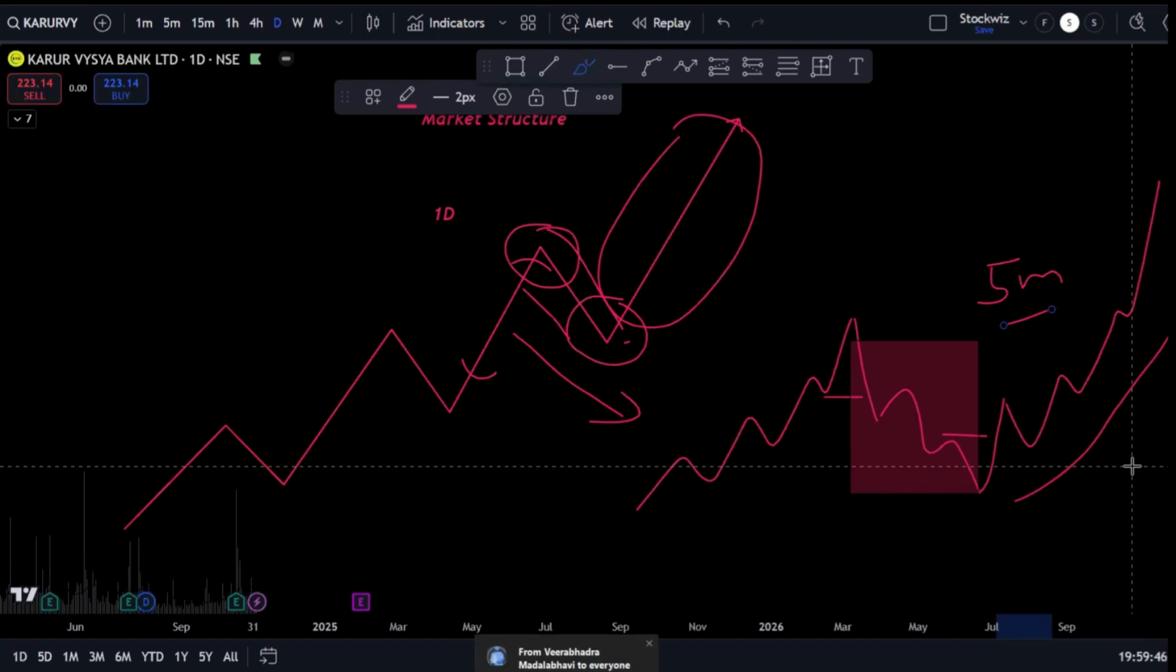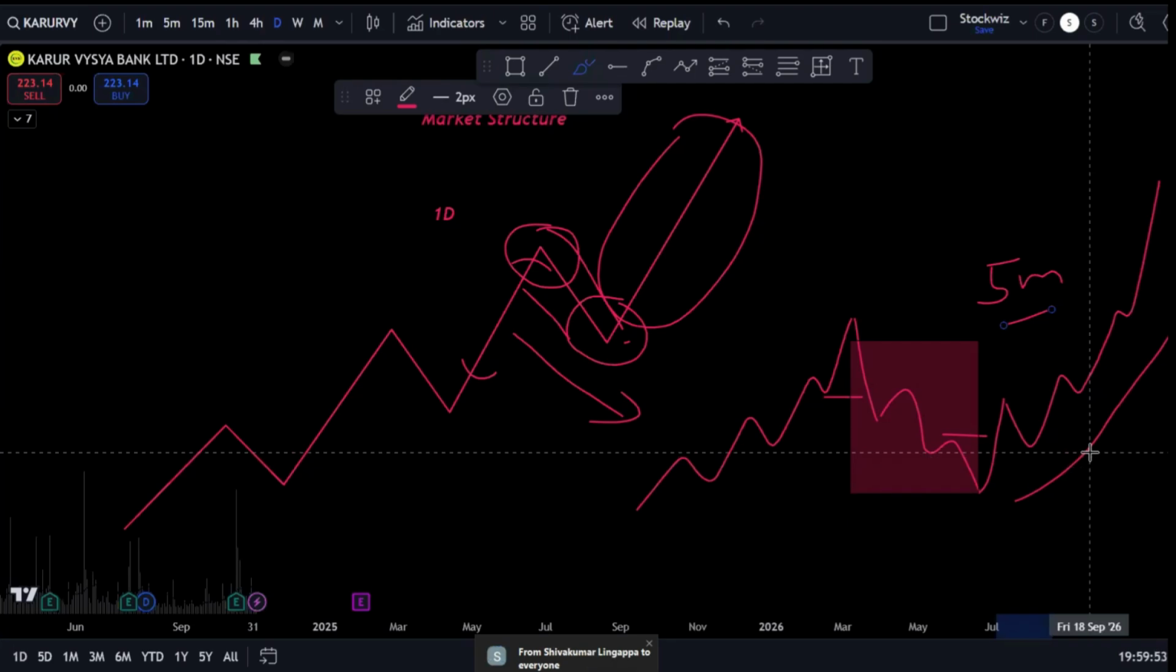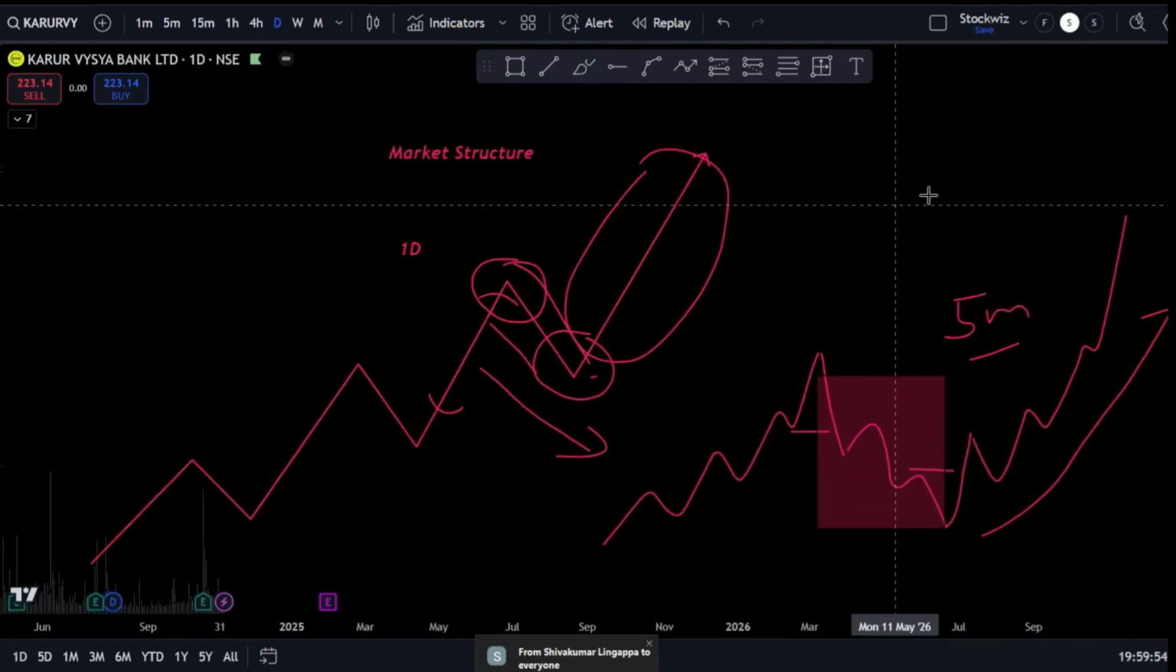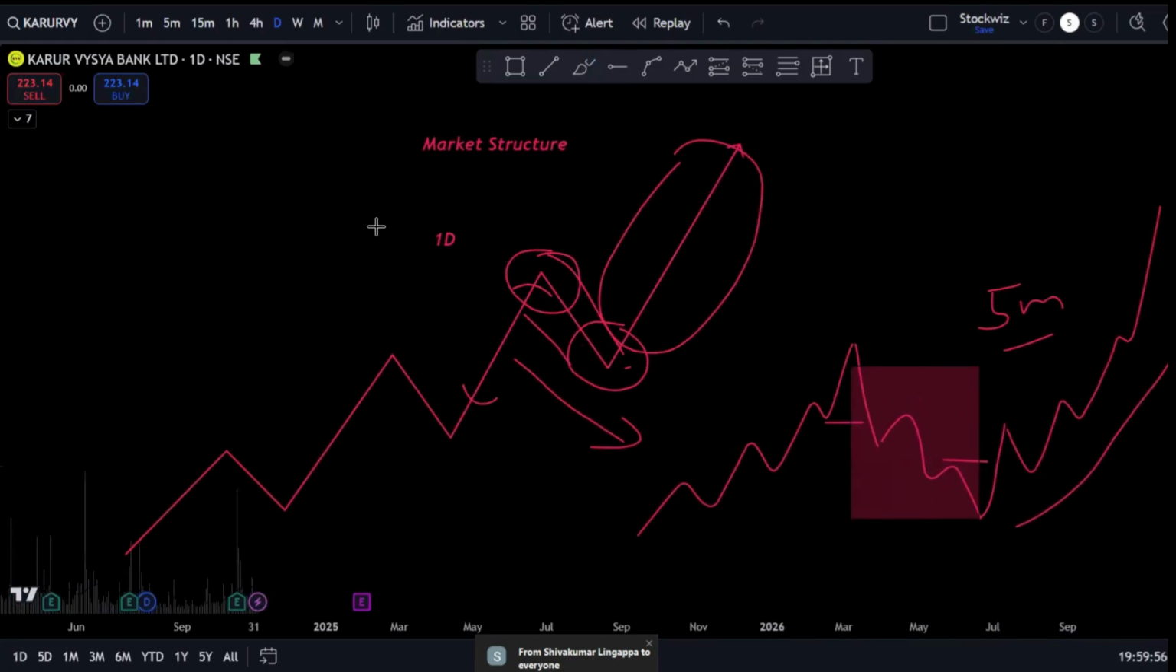Can you please repeat? I didn't get it. Yes, I'll repeat again. Think of it this way. Let me just delete this part and draw again. This got messy.